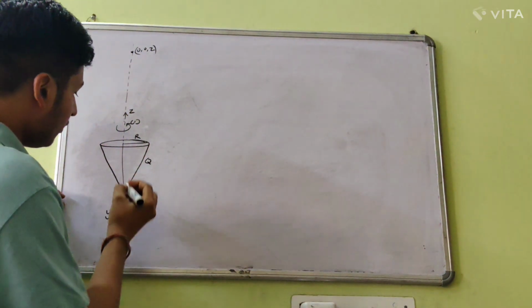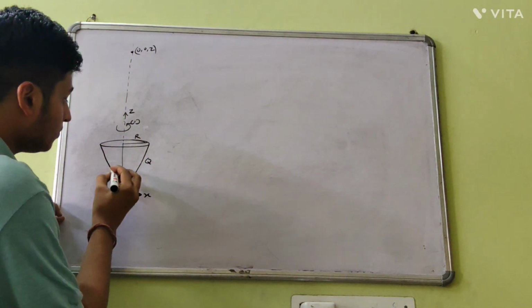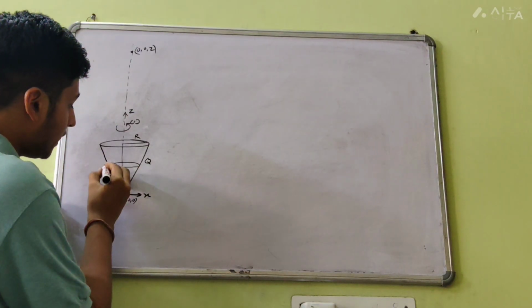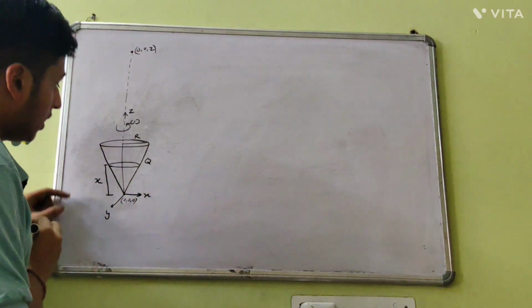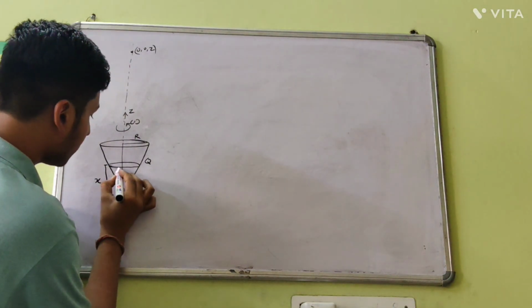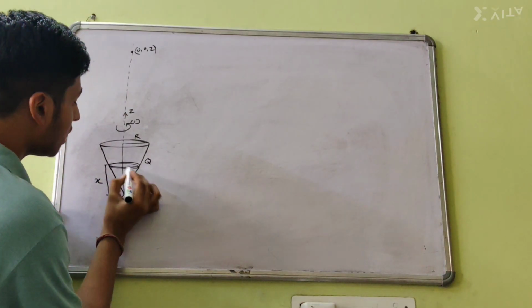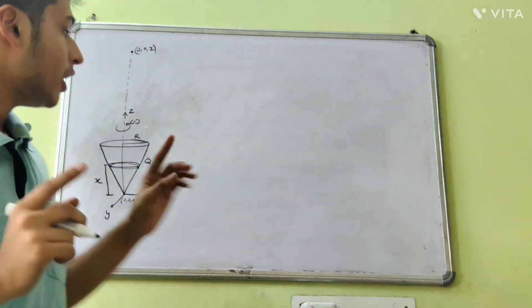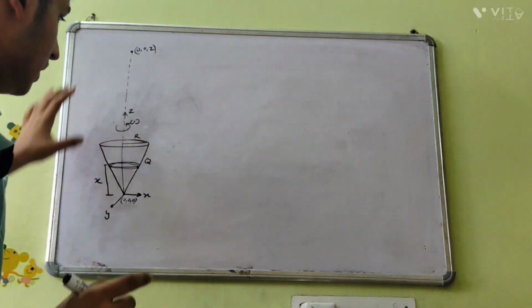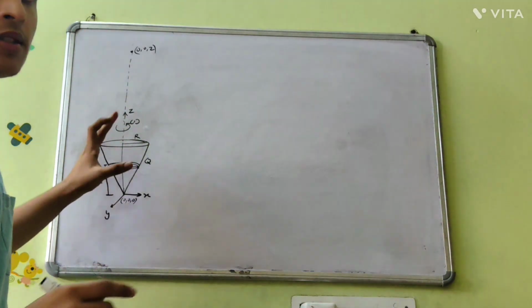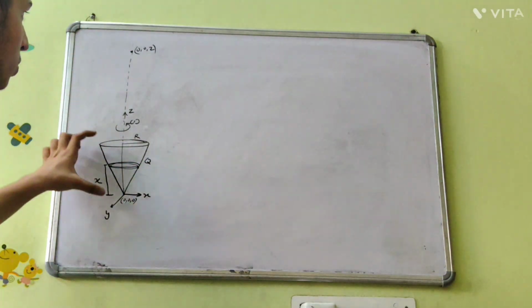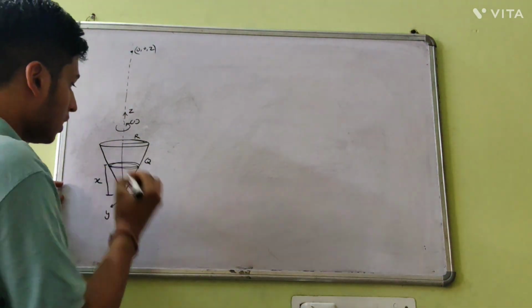So, to do this, we will consider an element at a height x. This element will be a ring with some charge on it, and since this charged ring is rotating, it will produce a magnetic field here. Then by integrating through all the rings over this entire cone, we will find the total magnetic field produced by this cone at this point.